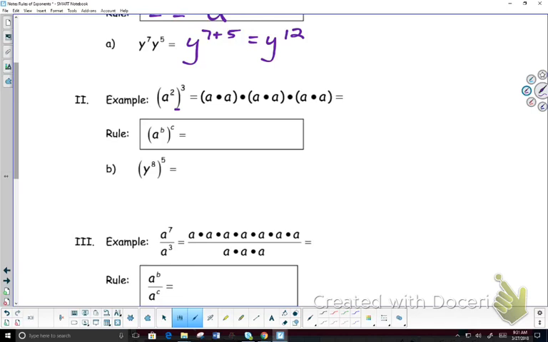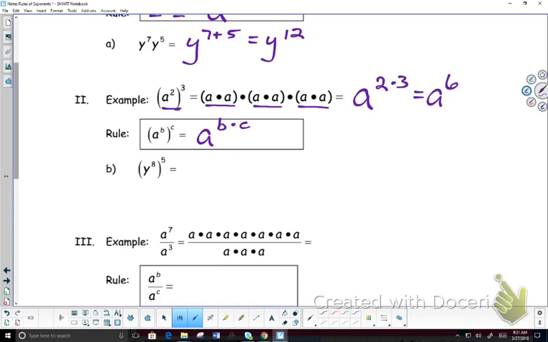The next rule we're going to look at is when we raise a power to a power. This is a squared being cubed. In other words, a squared times a squared times a squared, which means I'm now multiplying 6 a's, right? Well, when you raise a power to a power, you're going to actually multiply the powers. So I end up with a to the 6th. So once again, our rule for this, if I have a to the b raised to the c, that would be a to the b times c. When you take a power and raise it to a power, multiply your powers.